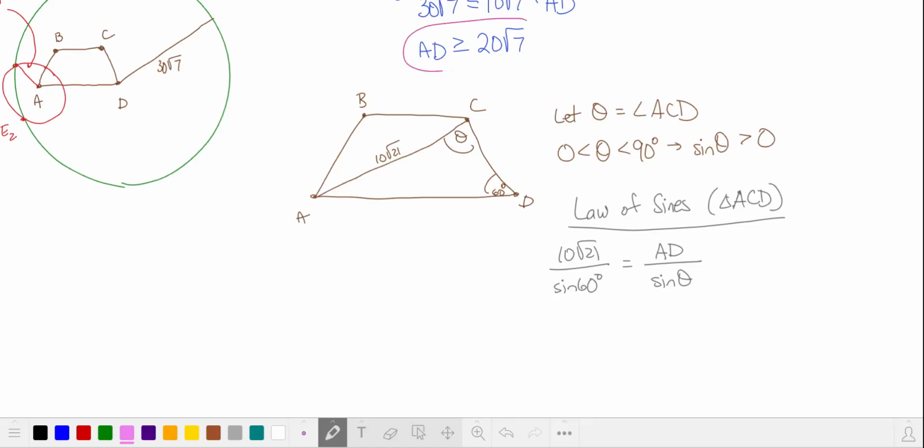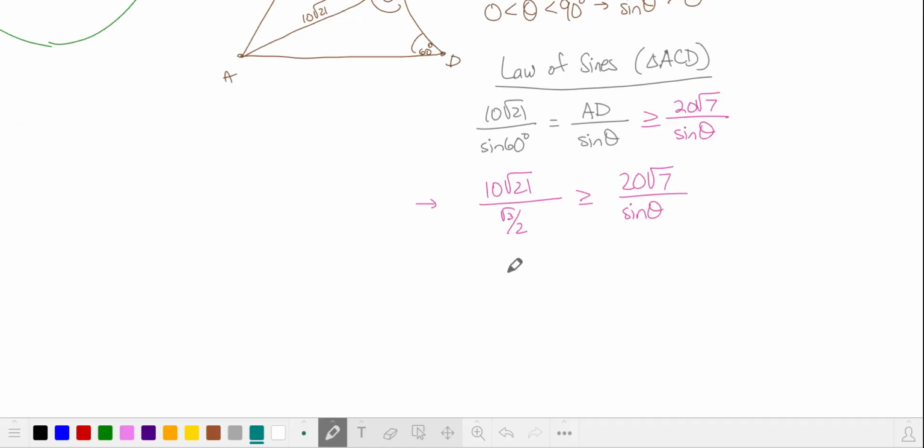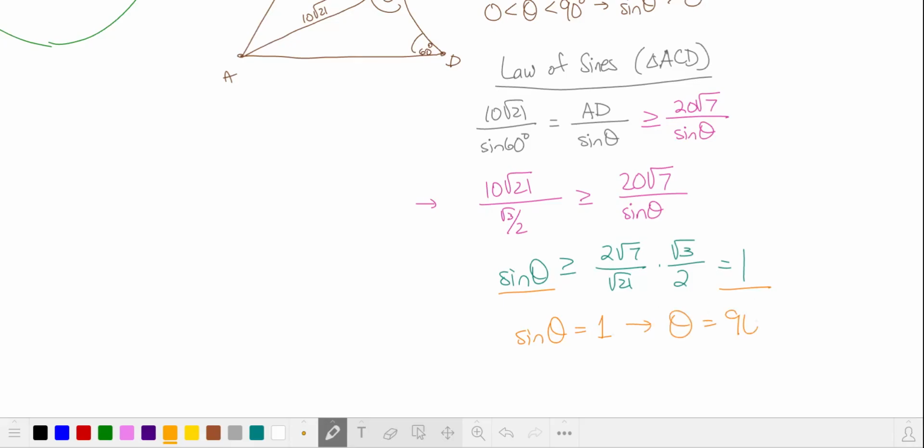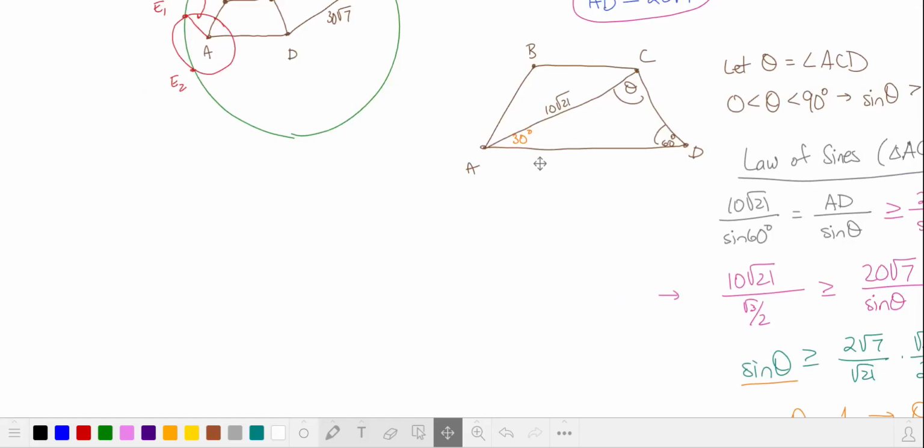We have again that AD is greater than or equal to 20√7, so I'll replace the sine of 60 degrees, and we'll solve for the sine of theta. This means that the sine of theta is equal to 1, which means theta is a 90-degree angle. This is terrific because it produces a lot of 30-60-90 triangles.